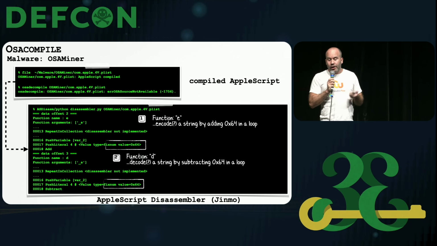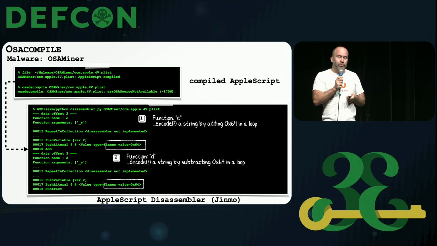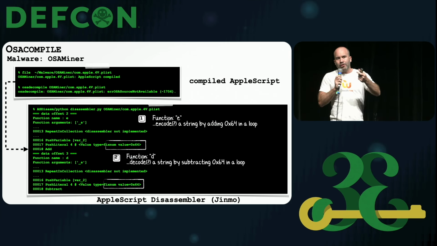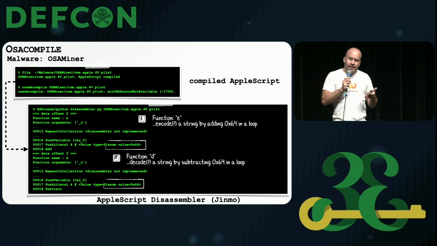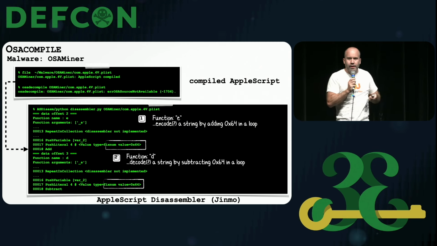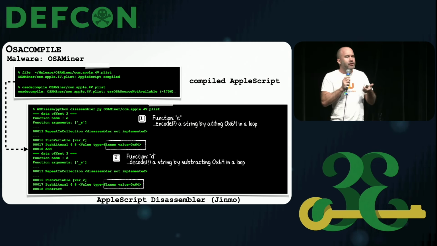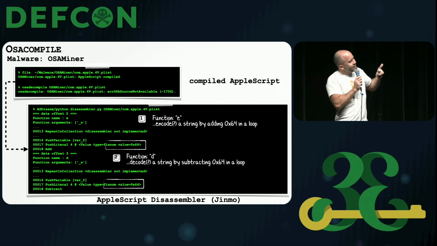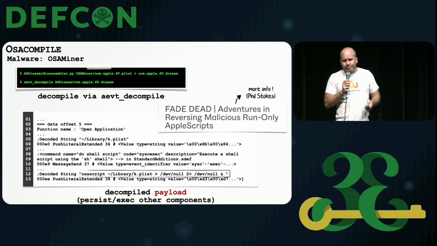Luckily, there is a great AppleScript disassembler written by a researcher named Jinmo on GitHub. So what we can do is feed that AppleScript component into that, and we can see that we get some decent output. We can see a function named E that appears to be doing some encoding, and a function named D, some decoding. But still, this is not super readable, right?